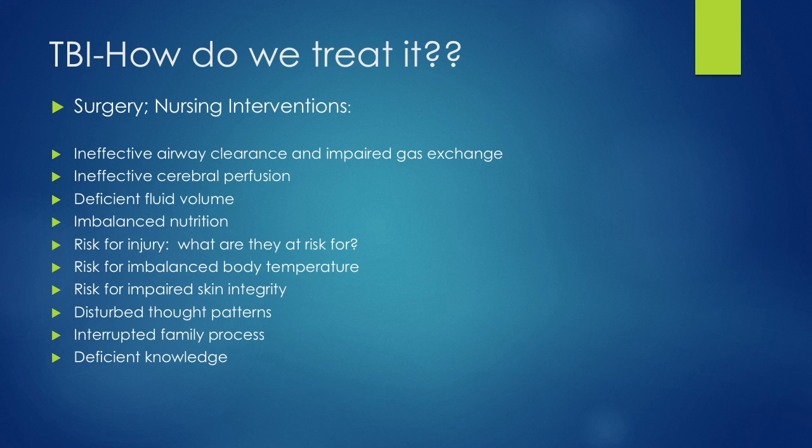Okay. Definitely risk for injury. We're going to monitor them for seizures and altered levels of consciousness. So you're going to put those seizure precautions on your patient's bed. We're going to look at those body temperatures. Again, these are going to be those CNS fevers. So you might see those 104, 105, 106 range.